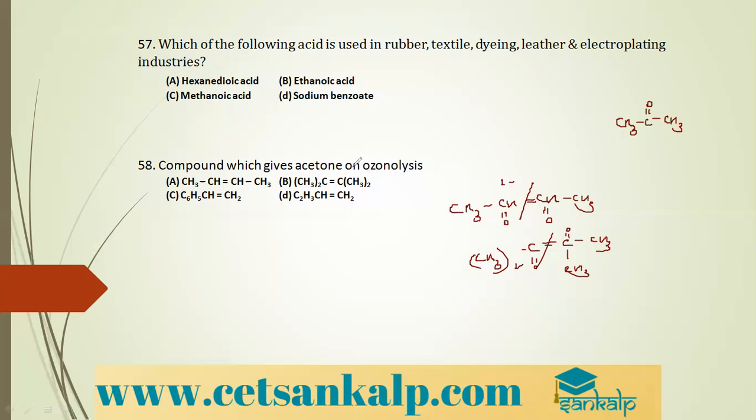So this is the compound where I get acetone. Yes, let me not waste time, because this is C6H5 and here it is C2H3. That means it is CH3, CH2, CH, double bond CH2. So I don't get acetone here in any of the cases. So the correct option is option B.